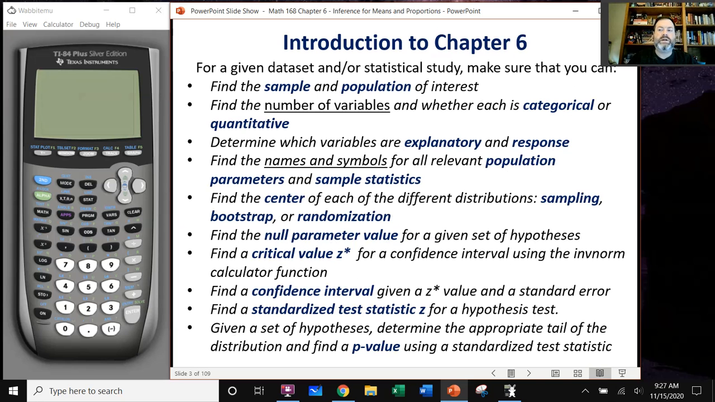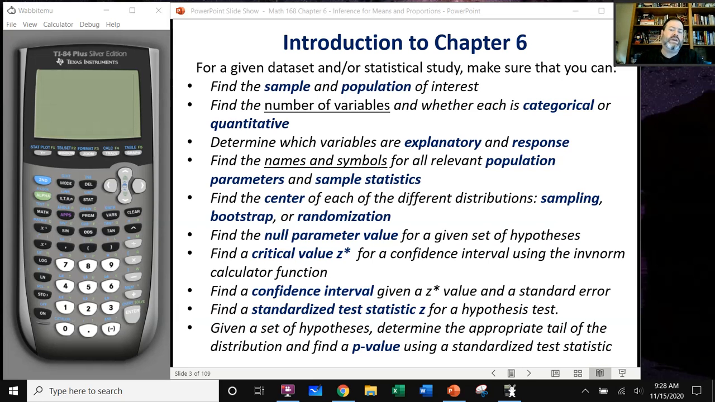So because we're building on previous knowledge, I just made a list of probably the most important things that you have to be able to do before we do the new stuff from Chapter 6, right? All of this stuff is always in effect. Samples and populations, that was from Chapter 1. Categorical, quantitative, explanatory, response, all of that is from Chapter 1.